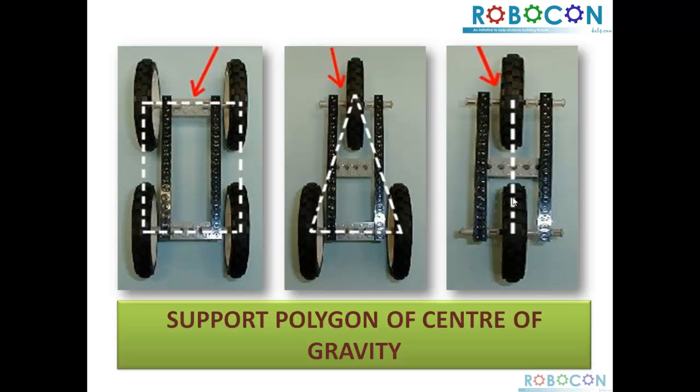Also, if you remove one more wheel, you are left with only a single-wheel robot, which has only a single dot, a single contact point on the ground. So if that kind of robot has to be made, your center of gravity has to balance itself such that it always remains in line with that single dot on the ground, which represents the single contact point of the wheel on the ground.